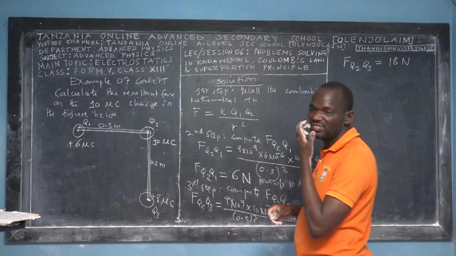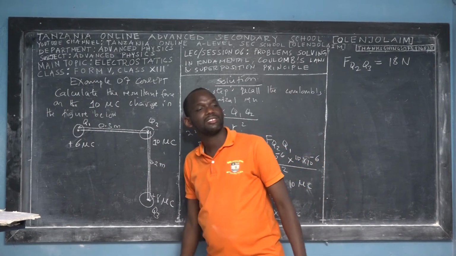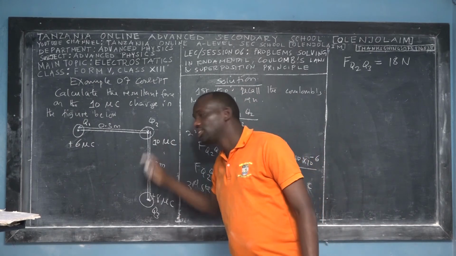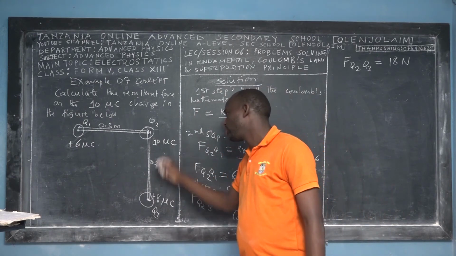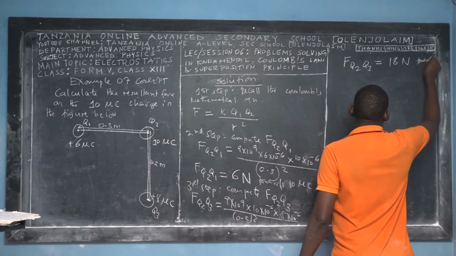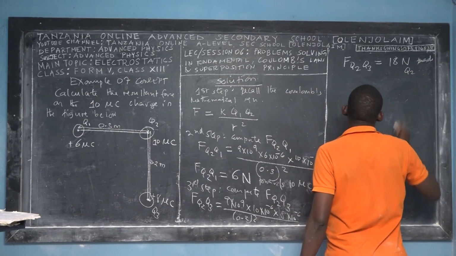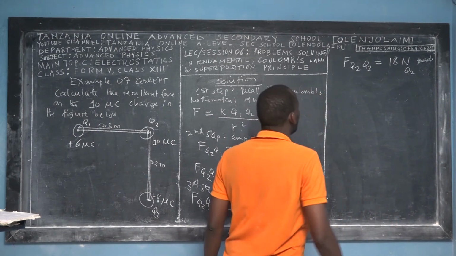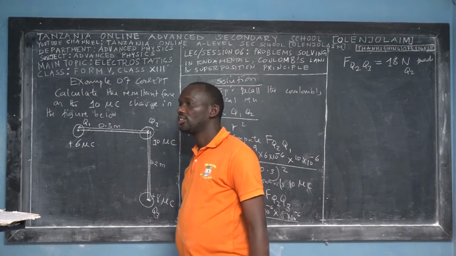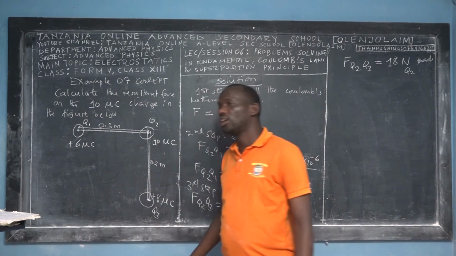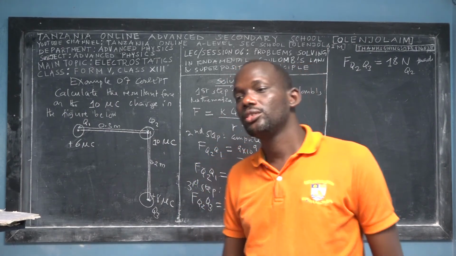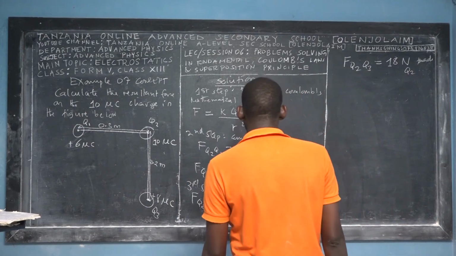Towards where? Towards what? This will be pushed away, so it's still towards what? Towards Q2, or upwards. But listen, how many horizontal components of force do you have? Only one. How many vertical components of force do you have? Only one. So then we go straightforward to find the resultant force.